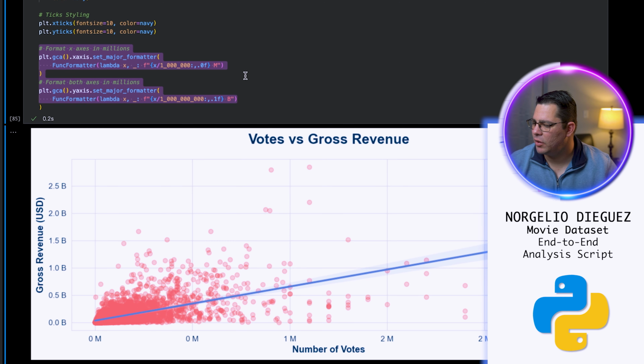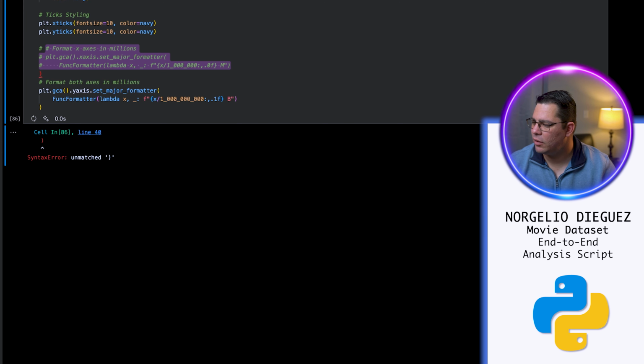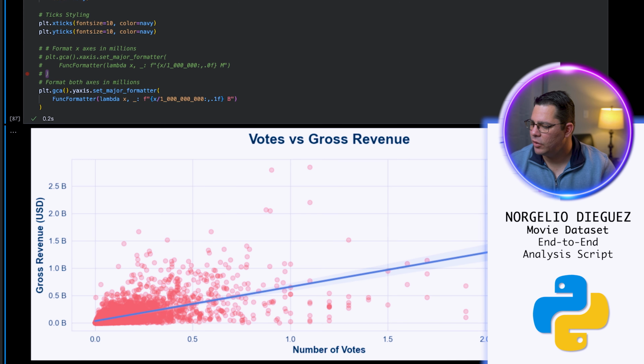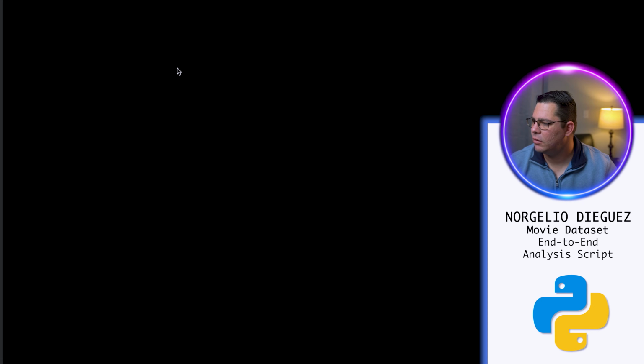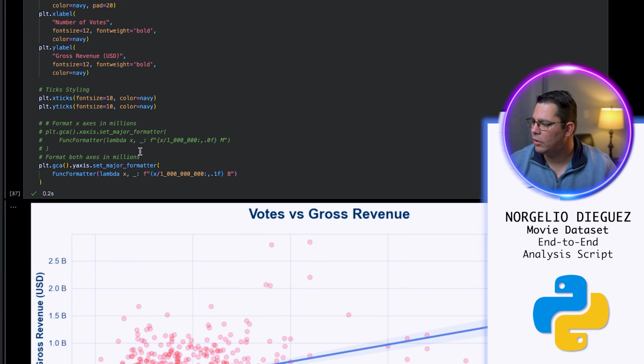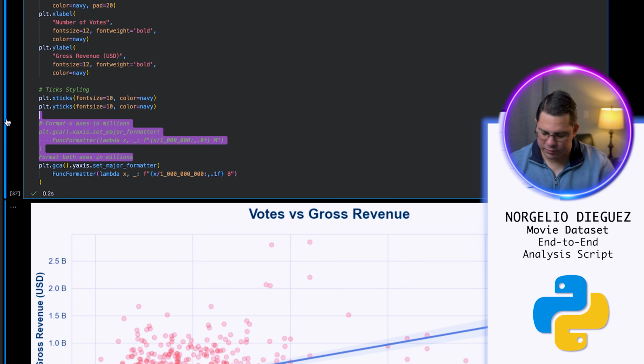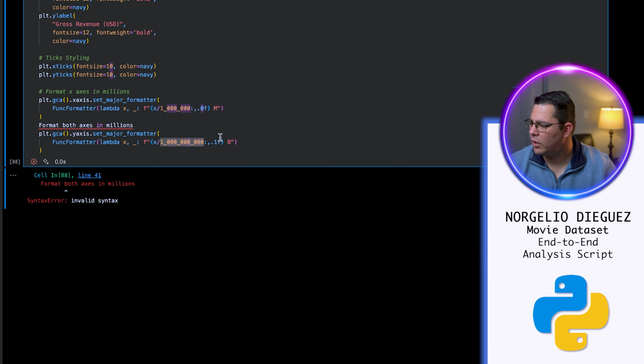It looks kind of good, but we really don't need it for the gross revenue. For the votes, I think I'll go without it. Let's see how that goes without it. Oops, no, I'll keep it. Okay, so I'll keep this and format it. What am I doing wrong here? Oh, I missed a comment.